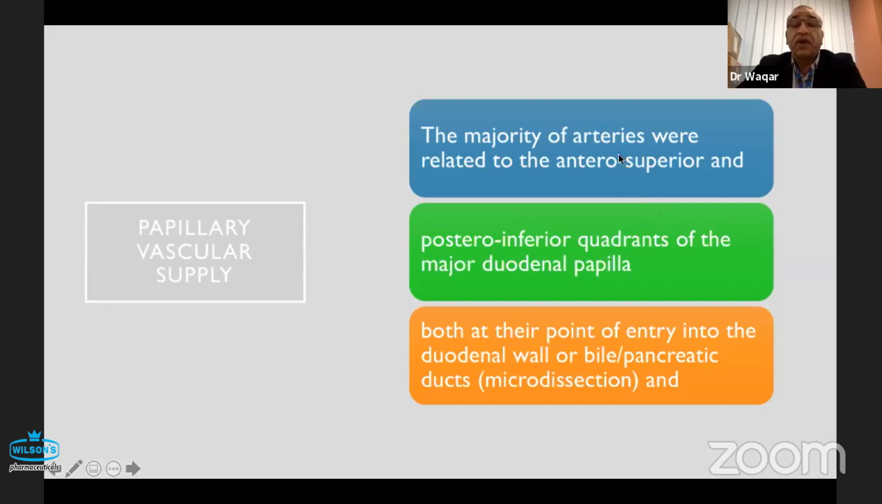So the majority of the arteries which are supplying the papilla are either in the anterosuperior or the posterior-inferior quadrants of the major duodenal papilla. Therefore, the 10 to 1 o'clock positions are relatively free of the major vessels.